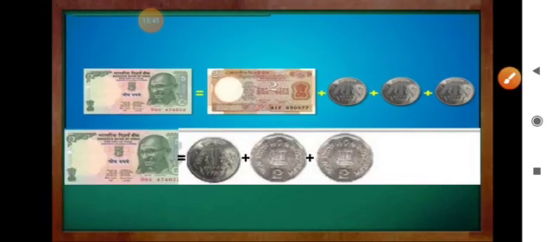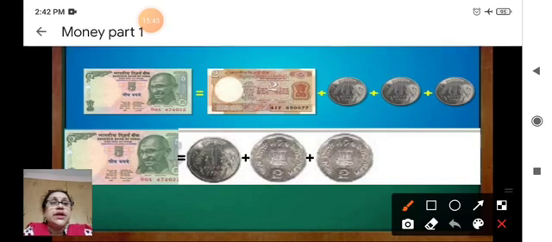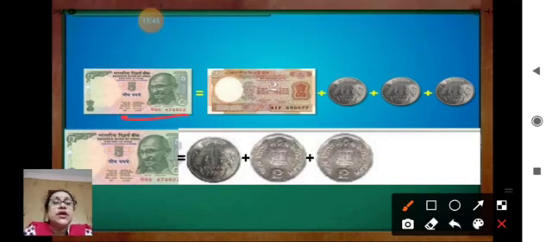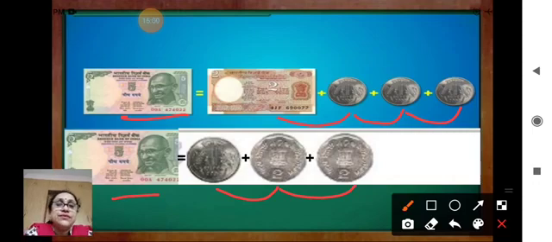Now again another combination. See 5 rupees note. Now here 2 plus 1, 3, 3 plus 1, 4, 4 plus 1, 5. Okay. Now rupees 5 equal to 1 plus 2, 3, 3 plus 2, 5. Understood, children? How you can make the combination?